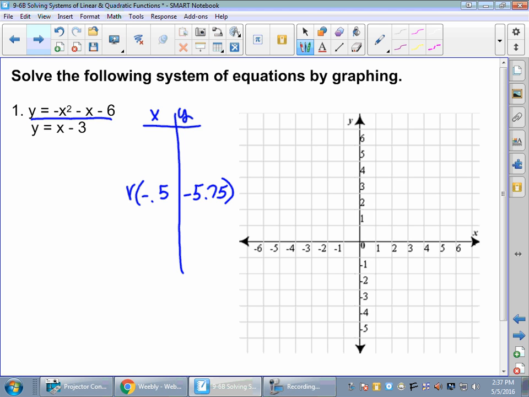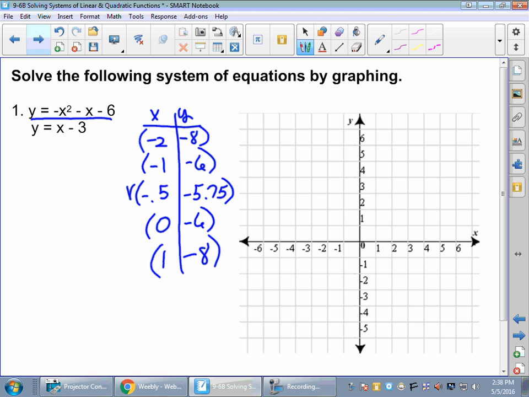And then from there, I used my y-intercept of (0, -6), and that matches up with (-1, -6). They're both a half unit away. And then I used (1, -8) and (-2, -8). So you should know how I got those points. So I'm going to go ahead and graph the parabola. So (-1/2, -5.75).